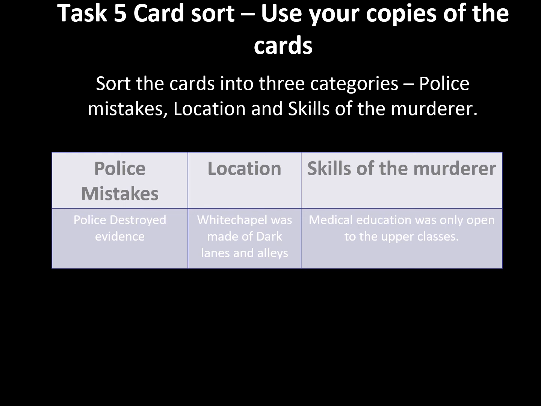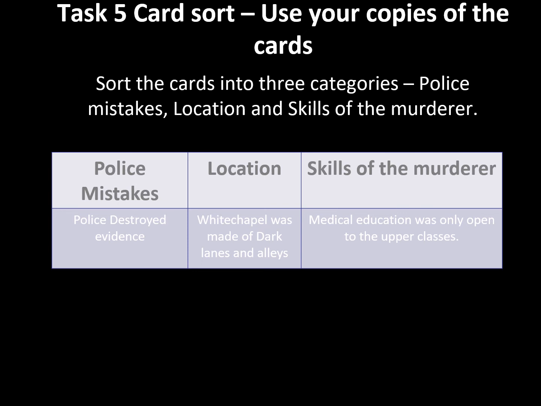So for example, one of the examples of police mistakes why Jack the Ripper was never caught was the fact that they sometimes actually destroyed evidence by trying to pick it up or move it around so that other teams and other groups didn't necessarily find it, or they inadvertently moved the bodies or washed the bodies because it was covered in blood, which would have washed away any sort of trace evidence of anything that they could have used. The location, Whitechapel was made of dark lanes and alleys, which made it really easy to escape, so that was really difficult for police to catch the Ripper, so that was a location thing that made it difficult.